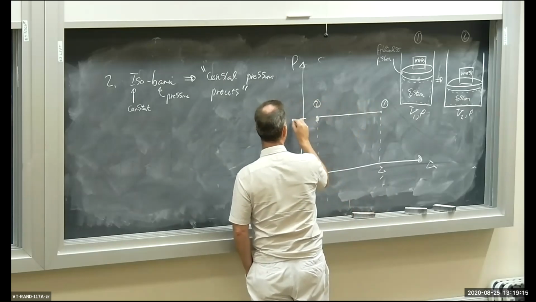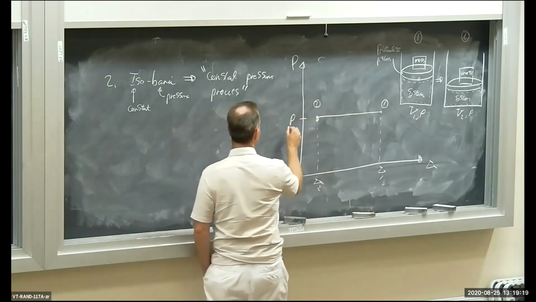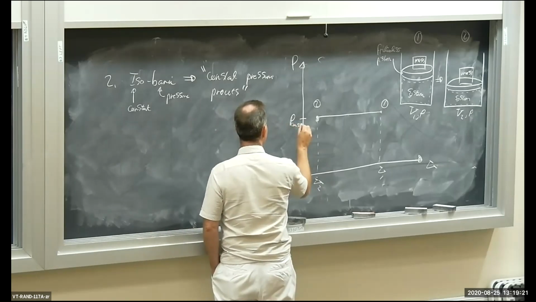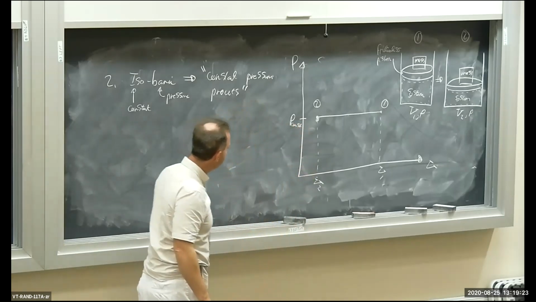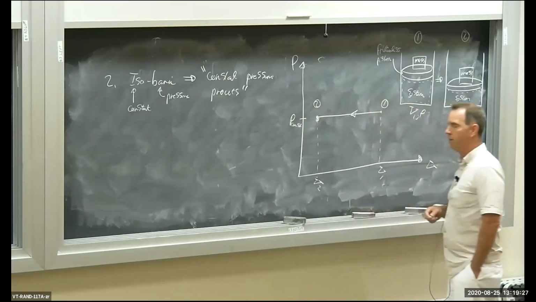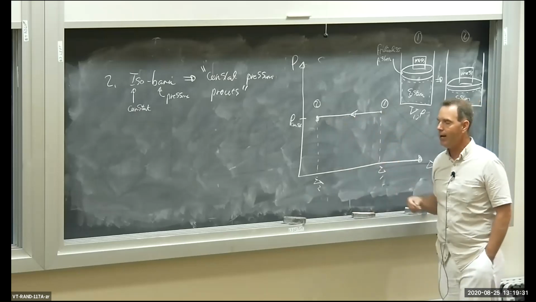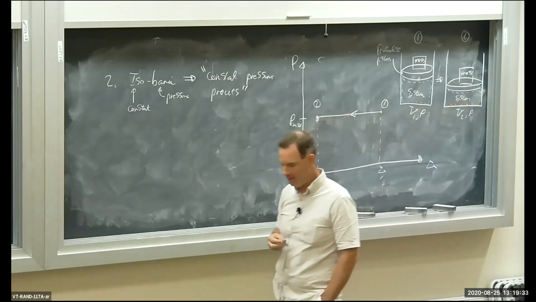So this is state 2, and this is my pressure, okay? Pressure is constant, okay? So the system is moving from right to left. There's the process, state 1 to state 2, along an isobaric path, okay?